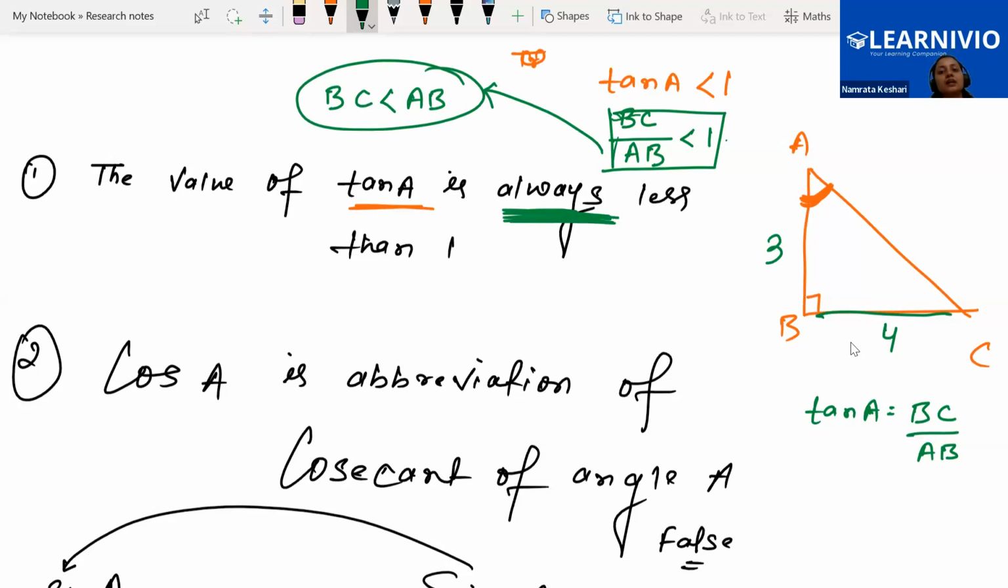Have you seen a triangle where the base and height can be any number? Is it true that one of them is always smaller than the other? Is it true? No. That's why we will call this statement false, because the word always is there. So always, it is not smaller.